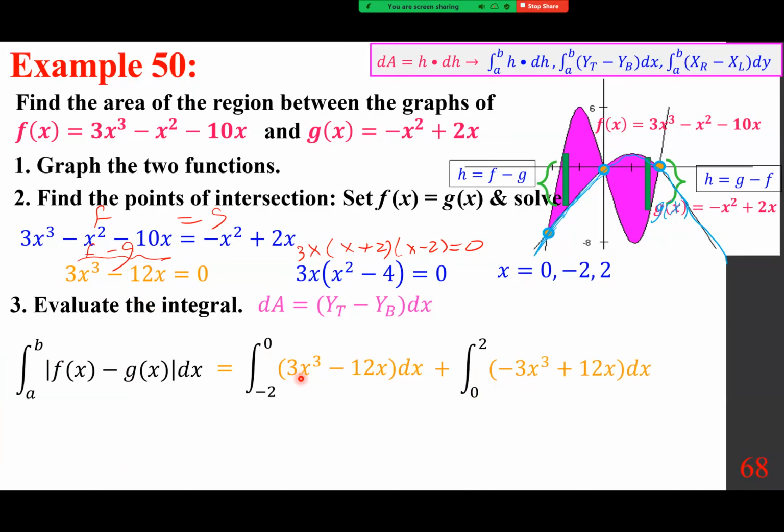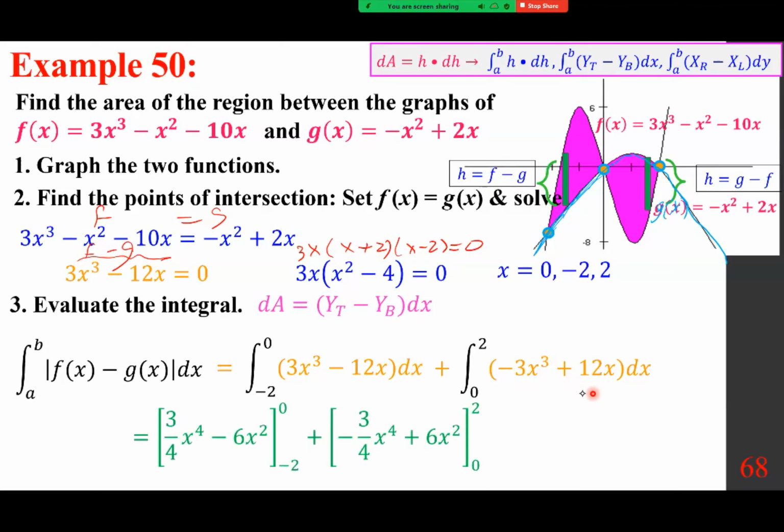So this gives us 3/4 x to the power of 4 minus 6x squared. We want to evaluate it from minus 2 to 0. This is minus 3/4 x to the power of 4 plus 6x squared. We evaluated from 0 to 2. So you plug in 0 minus, plug in negative 2, the same thing here. I'm going to leave it for you to do the algebra behind that. It ends up being 24.